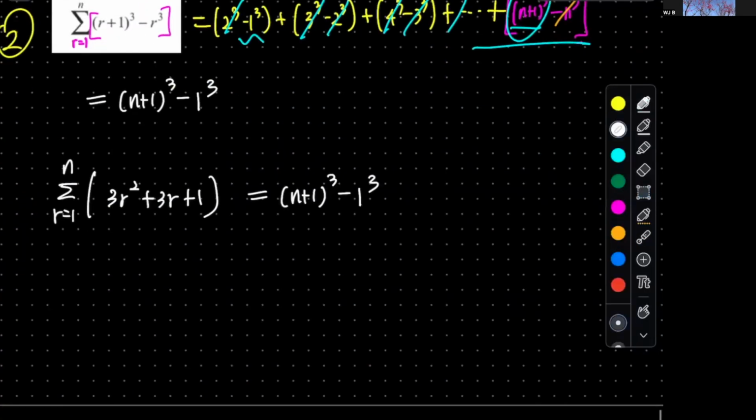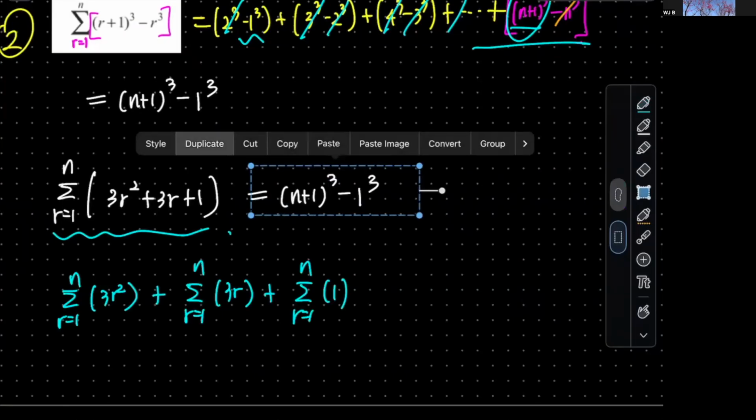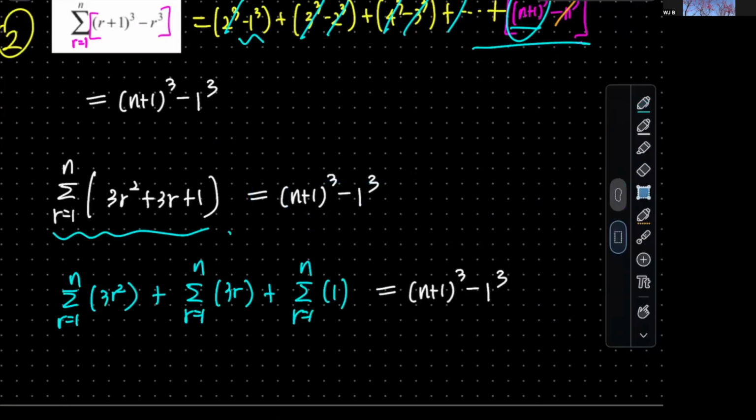Then what you can do is expand the sigma here. That's going to be sigma r equals 1 to n of (3r squared plus 3r plus 1). And I'm going to distribute the sigma. So it's going to be sigma r equals 1 to n of 3r squared, plus sigma r equals 1 to n of 3r, plus sigma r equals 1 to n of 1. On the right-hand side, I still have this difference of cubes, no problem. If you expand the other side, isn't it easier?